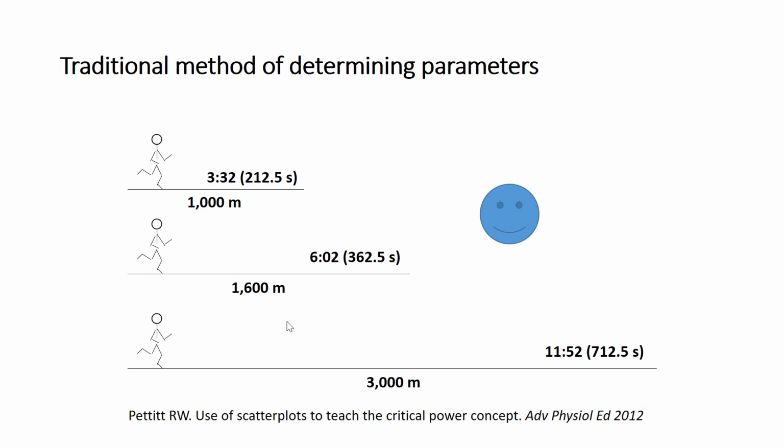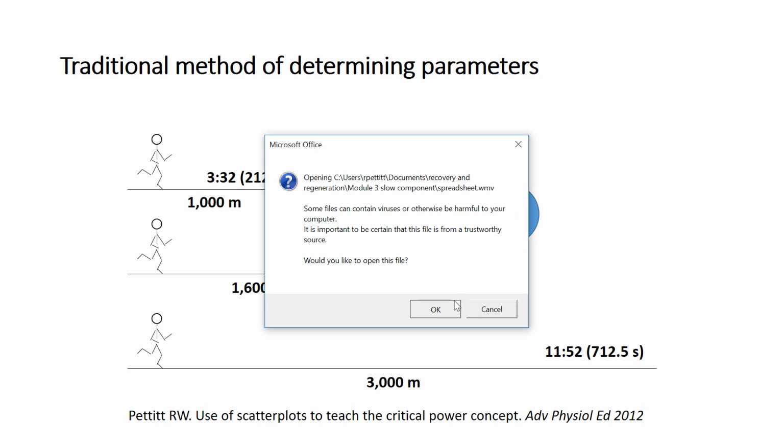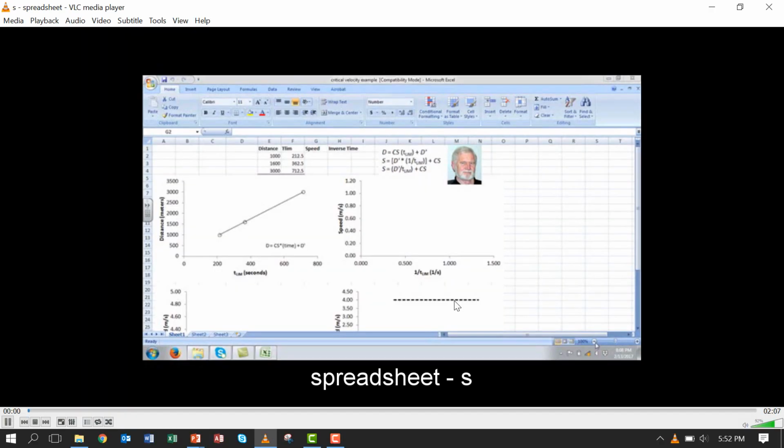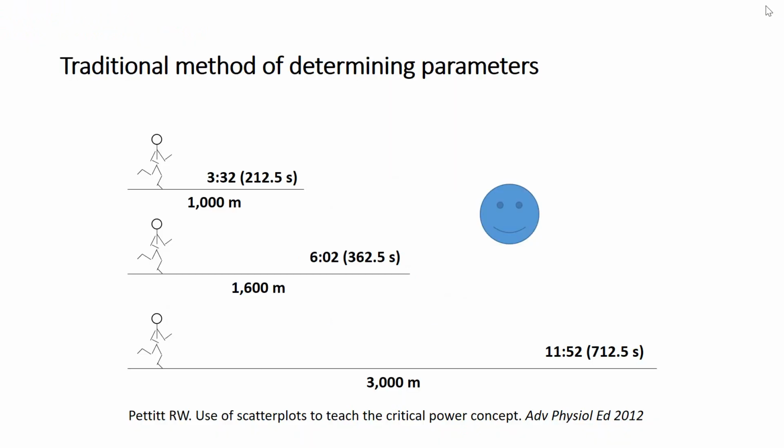And so the traditional way of measuring this was with different time trials of different distances. So I'm going to use speed for this example. This is running. They ran 1,000, 1,600, and 3,000 meters, and we recorded the times that they did. And I've got that plotted.